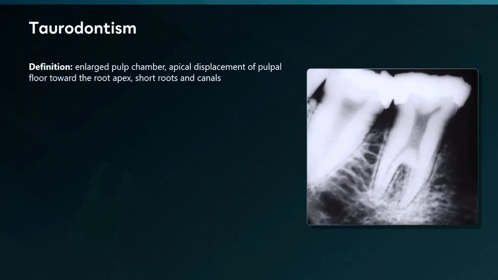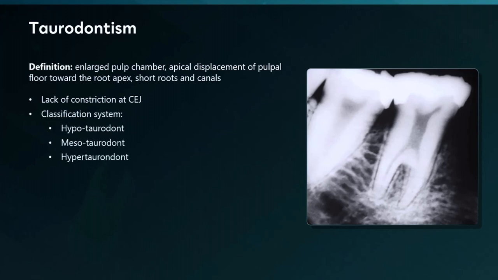Affected teeth often exhibit short roots and canals with a lack of constriction at the CEJ. So diagnosing taurodontism typically requires a preoperative radiograph for accurate assessment. Taurodontism is typically an isolated anomaly, meaning that it occurs independently. And there are three types of taurodontism that we can discuss.